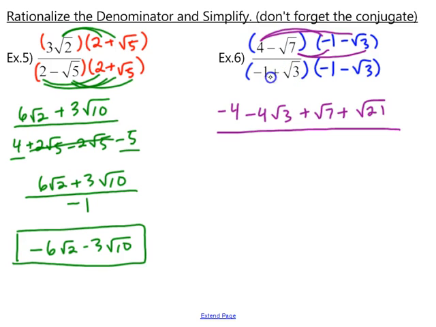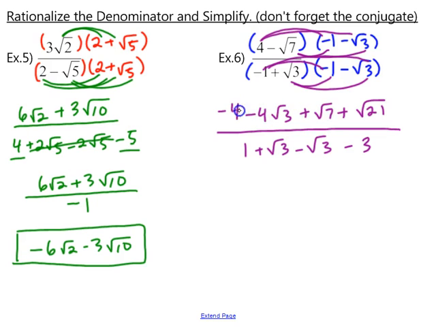We have negative 1 times negative 1, which is a positive 1. Negative 1 times negative root 3, which is a positive root 3. Positive root 3 times negative 1, which is a negative root 3. And then a positive root 3 times a negative root 3, which is negative 3. And then we can go ahead and simplify.